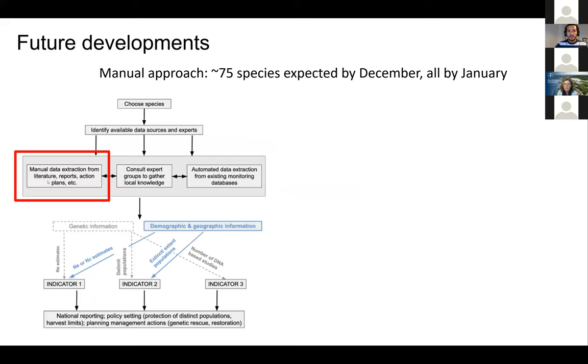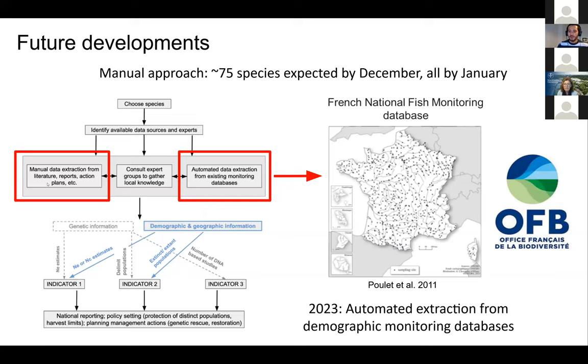So we expect having evaluated 75 species by the end of December using this manual approach, and all the species by January. And then for the next year, we would like to implement automated data extraction procedures that will use data from national demographic monitoring databases.